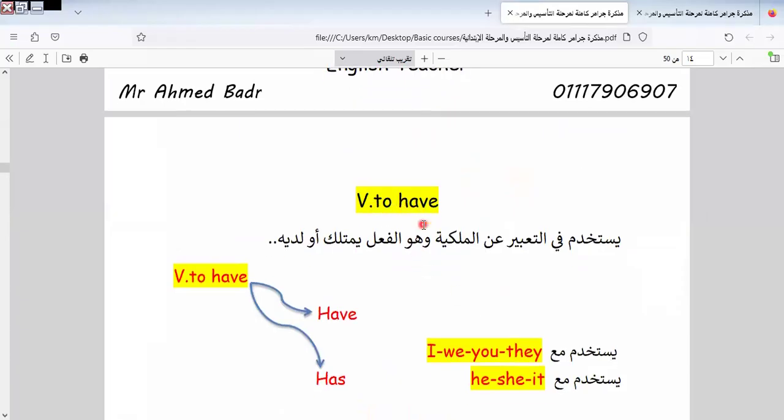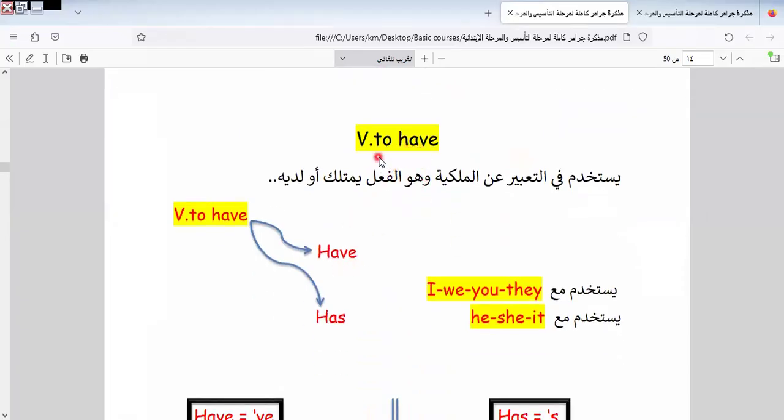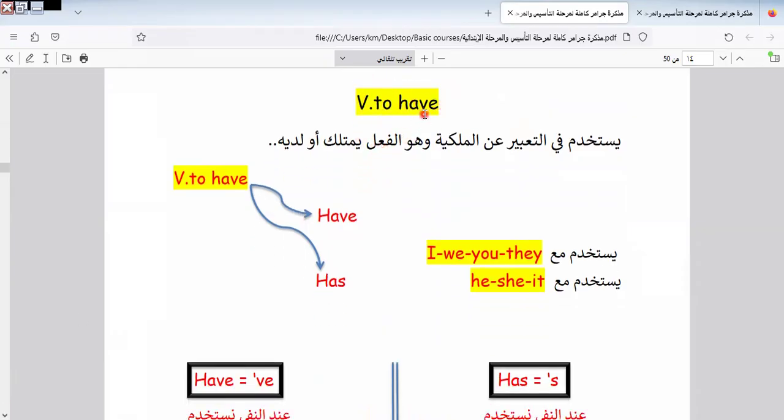Last video I stopped here on the verb to have, not the verb to be. In this verb, the verb to have here means what? It means something belongs to me, something that we use with possession. Like, I have red hair, I have brown hair, I have brown eyes. So the verb to have means something belongs to me.